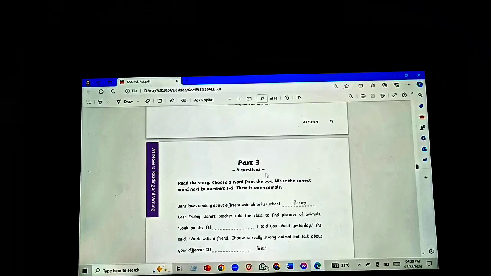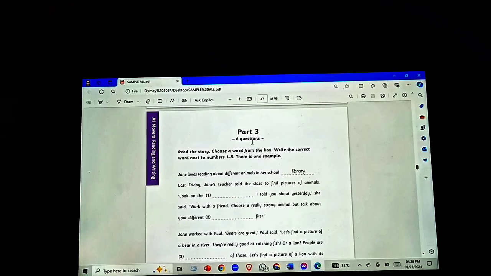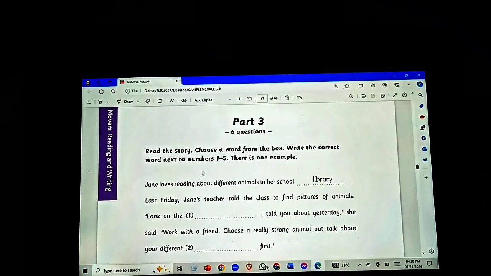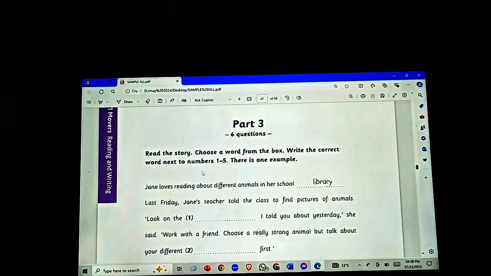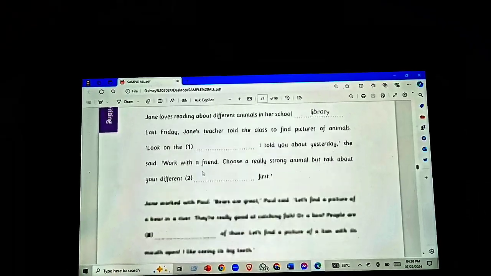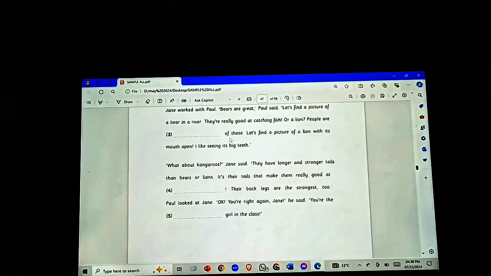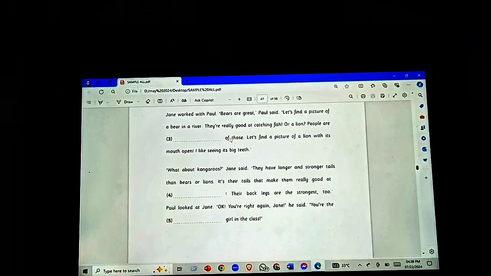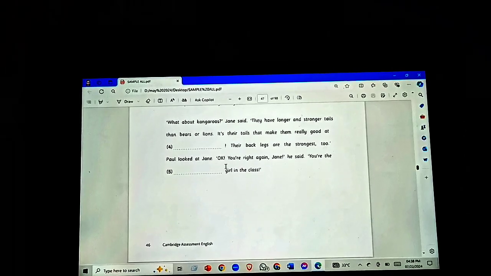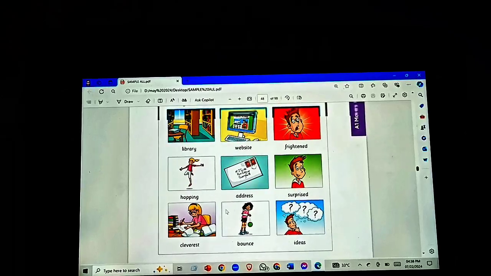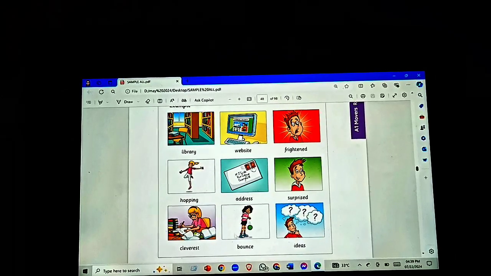Going to part 3, again you will see there are 6 questions. Let us read the question. Read the story. Choose a word from the box. Write the correct word next to number 1 to 5. There is one example. So again, you will have fill in the gaps. You can see there are 5 gaps. Basically, there is a story, and this story has 5 gaps, and you will see there are lots of options with pictures. There are many images, and each and every image has its titled word.